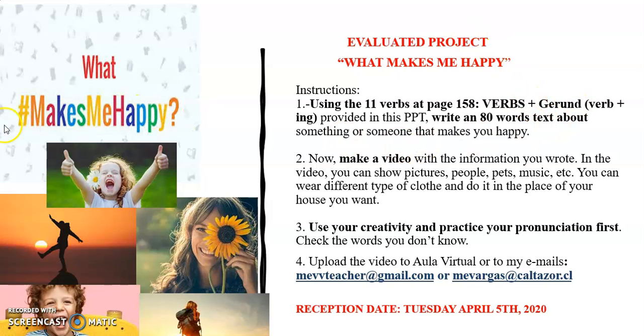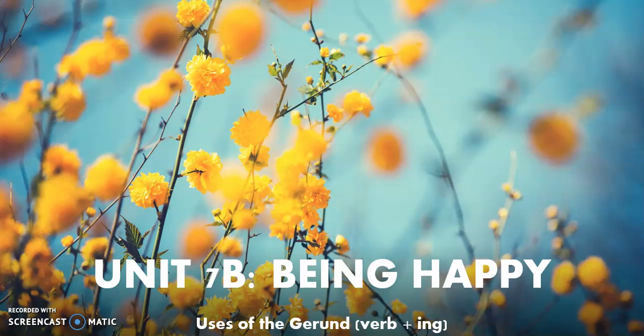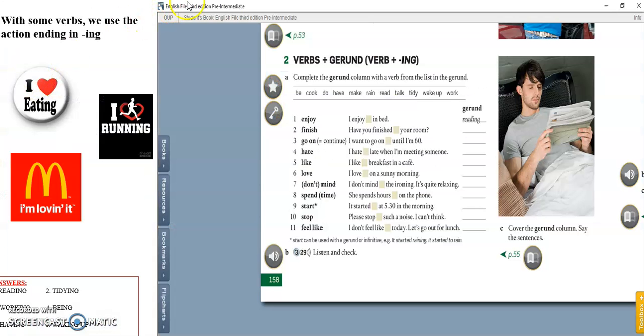Okay, so there are some exercises that I copy from your book. And sorry, I'm going to return to the previous one here. Page 158, if you have the book, you can check verbs and gerund. So you have to complete these 11 exercises. For example, number 1 is ready for you. The verb is enjoy. In bed. So you complete.